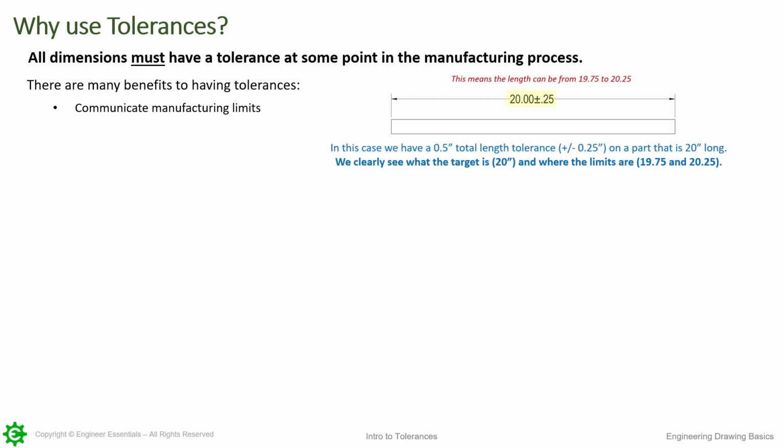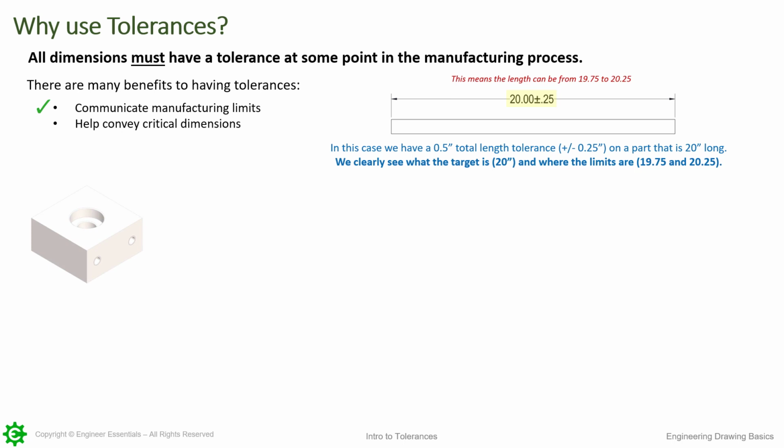For example, we have this tolerance here placed on the width of this part. We would have a 0.5 total length tolerance, plus or minus 0.25, on this part that is 20 inches long. This clearly communicates what the target is, which is 20 inches, and where the outer limits would be, 19.75 and 20.25. It's important to have this information so that when the machinist makes this part and they go to inspect it, they know if it's acceptable or not.